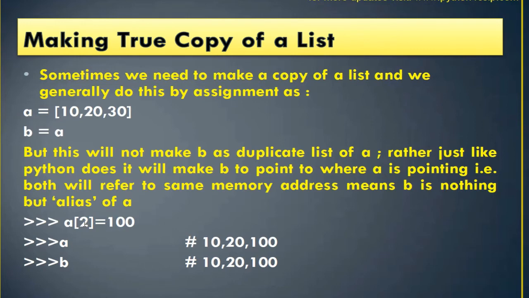Now a of 2 equals 100. So if we print a, it will give the values 10, 20 and 100. a of 2 equal to 100 means we have changed the value at index 2 to 100. What is at index 2? In index 0, 10 is stored, in index 1, 20 is stored, and in index 2, 30 is stored. So in place of 30, we store 100. When we print a, it gives the output 10, 20, 100, and if we print b, the same output will be displayed.